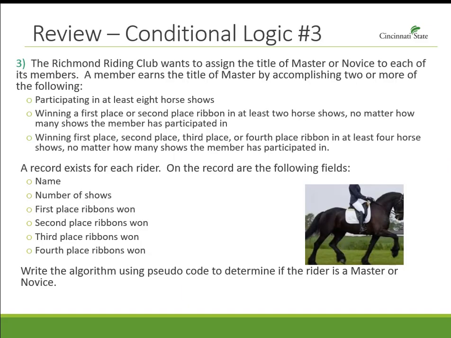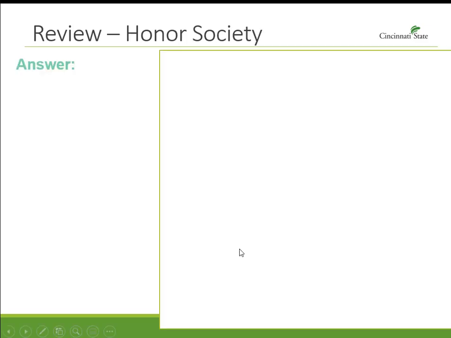A writing club wants to assign titles of master or novice to each of its members. A member earns the master title by accomplishing 2 or more of the following. Number 1, participating in at least 8 shows. Number 2, being a first or second place winner in at least 2 horse shows, regardless of the number of shows the member has participated in. Number 3, winning first, second, third, or fourth place in at least 4 shows, regardless of the number of shows the member has participated in. Let's go on and look at this logic.